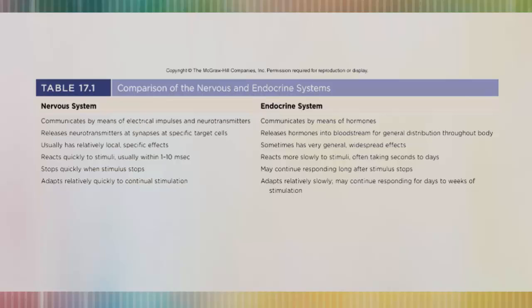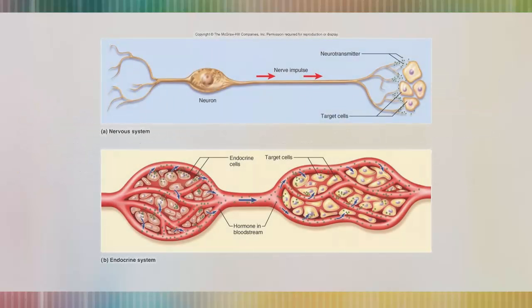This table compares how each system communicates with its target cells, how its message is transported to the target cell, the specificity of the effects, the speed at which the cells respond, the after effects of the stimulus, and the long-term effects, if any. Last semester we learned that a nerve impulse or action potential travels along an axon to the axon terminals. At the terminal, neurotransmitters are released into the synaptic cleft, and across the cleft are the target cells, where the neurotransmitter will have its effect on the cell membrane.